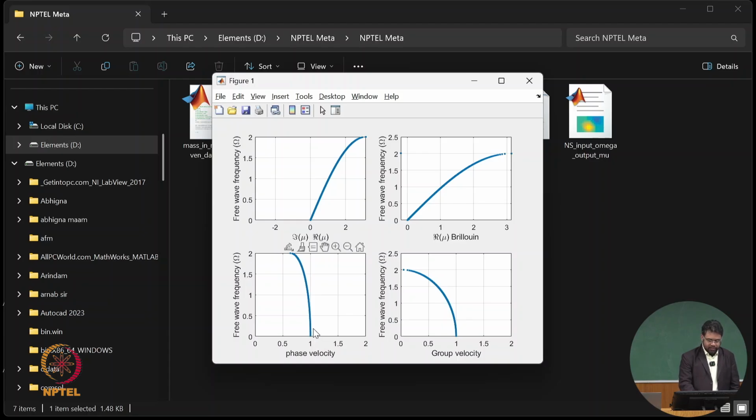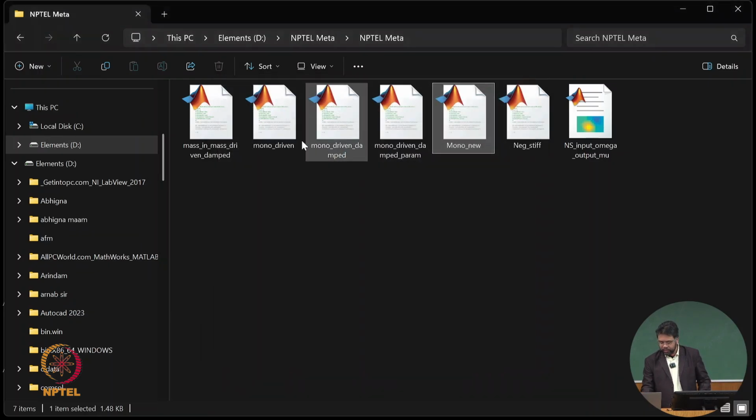Now after that, if we calculate the phase velocity, the phase velocity here is 1, and then it slowly decreases. Once we look at the group velocity, you can see that the group velocity near the band gap becomes 0. At the onset of the band gap, the group velocity becomes 0. So you can also write it this way. That is for the monoatomic chain.